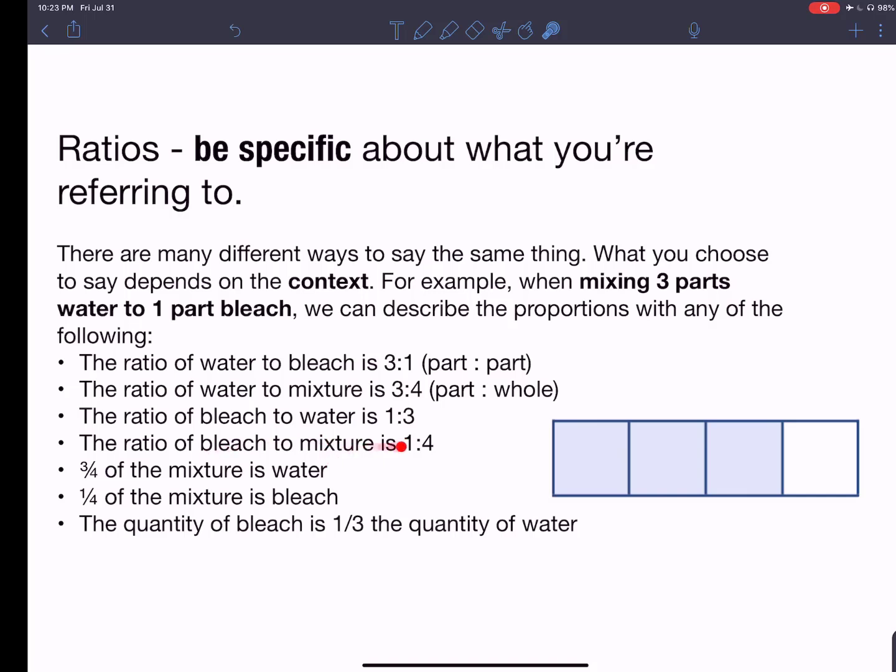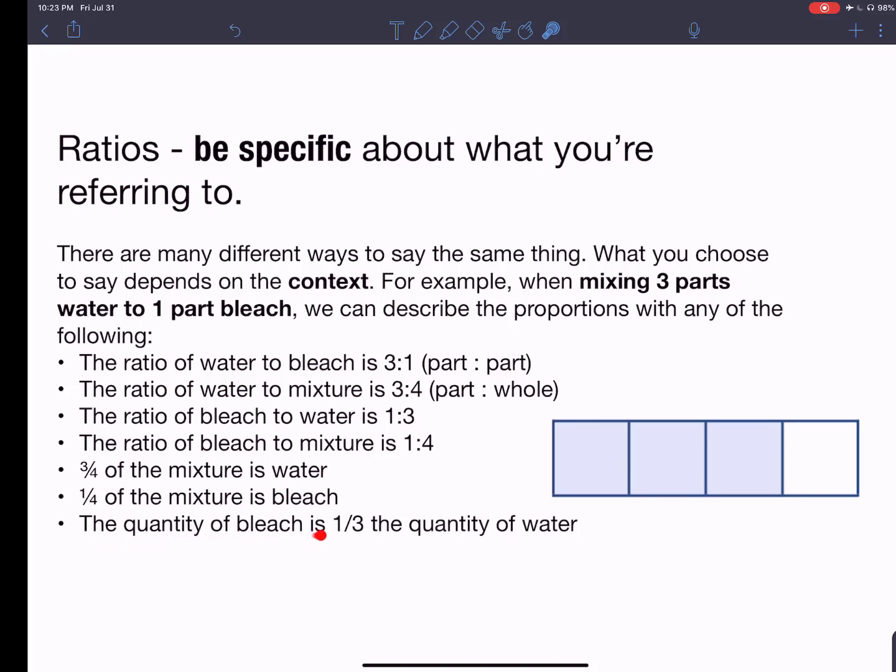Then the ratio of bleach to mixture is 1 to 4. So just like the one up here, you're comparing a part to a whole. You're looking at the bleach. There's 1 part bleach, and there are 4 in the whole. So the ratio of bleach to mixture is 1 to 4. You could also take the ones where we're comparing part to whole and make them a fraction. So you can say 3/4 of the mixture is water, right? The whole mixture is made out of 4, and 3 of them is water, so 3/4 of the mixture is water. You can also do the same thing with the bleach. 1/4 of the mixture is bleach.